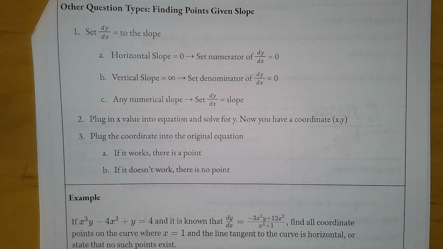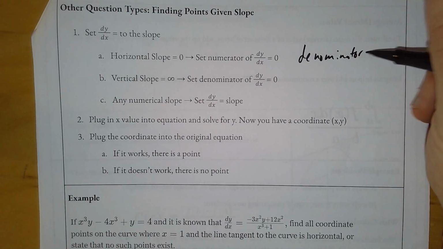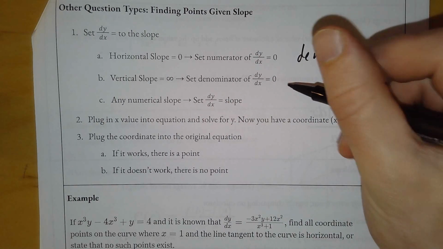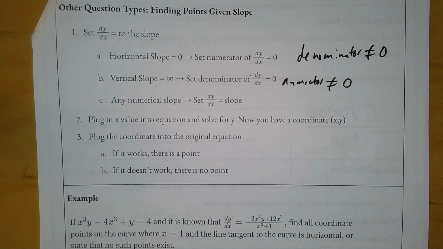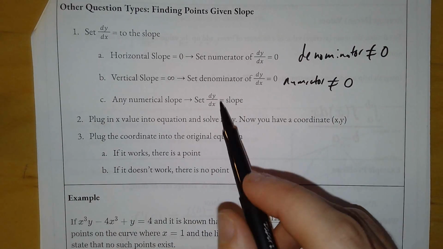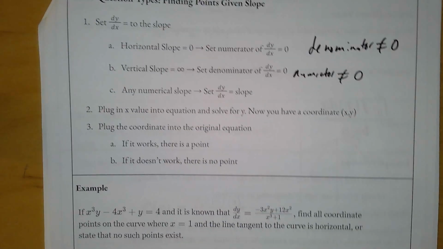So a horizontal slope would be when the numerator of the derivative is 0. Okay. A note here is that the denominator cannot equal 0. Same thing here. The vertical slope is when the denominator is equal to 0. The numerator, right, cannot equal 0 as well, right? And if it's just a numerical slope, you just set the derivative equal to the slope. So the steps are: we set the derivative equal to the slope.